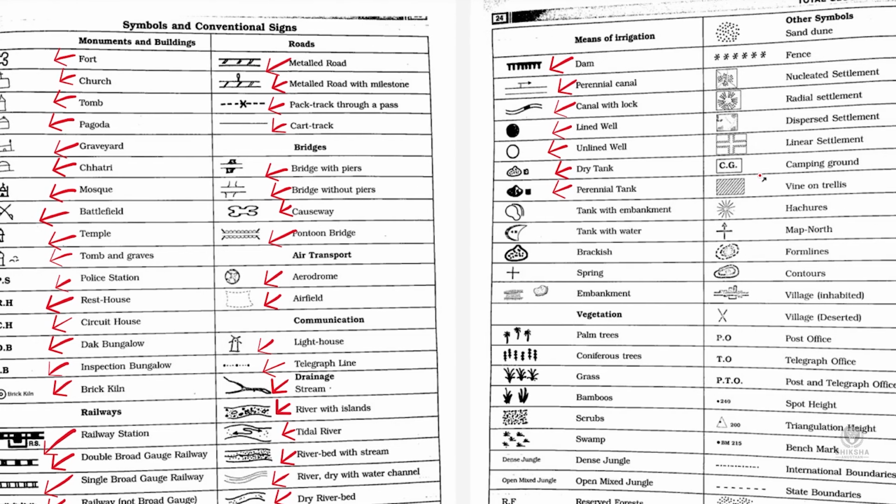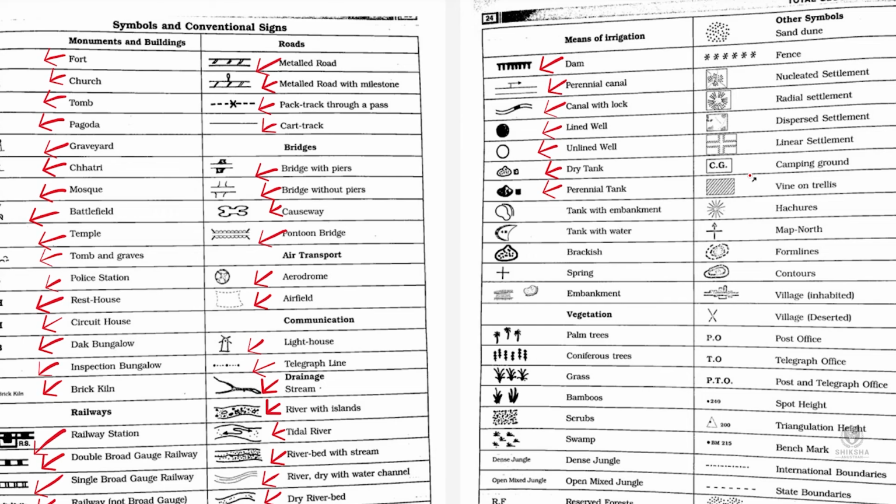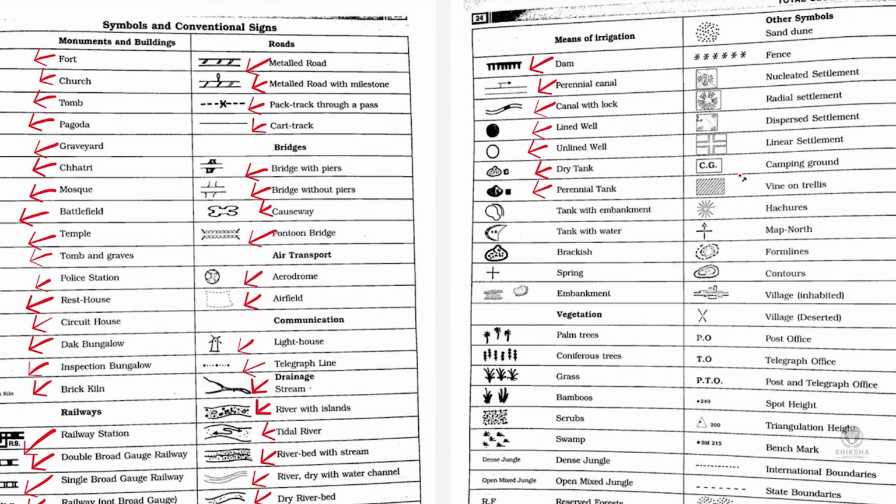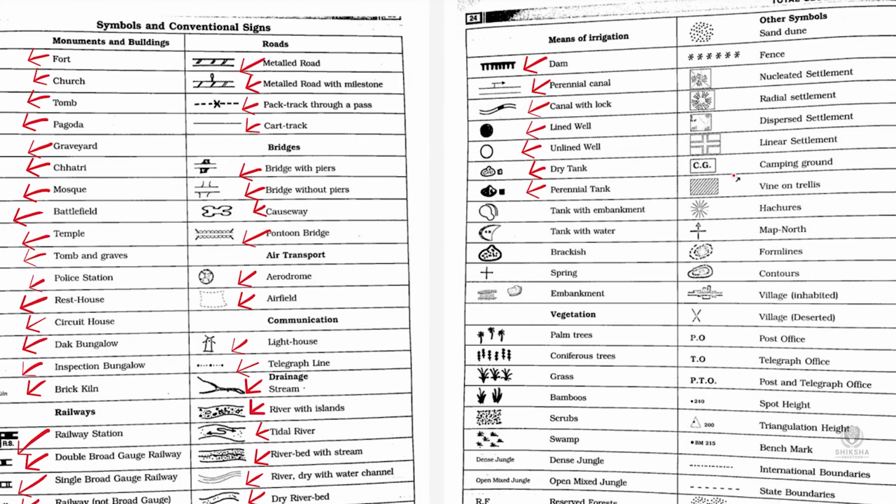This is in black and white. The colors in your book will be given in color. In exams also it will be given in color. This well will be blue in color. The outer line will be in blue and the inner one will be white. Then dry tank. This is a perennial tank, meaning water will be there, completely blue.